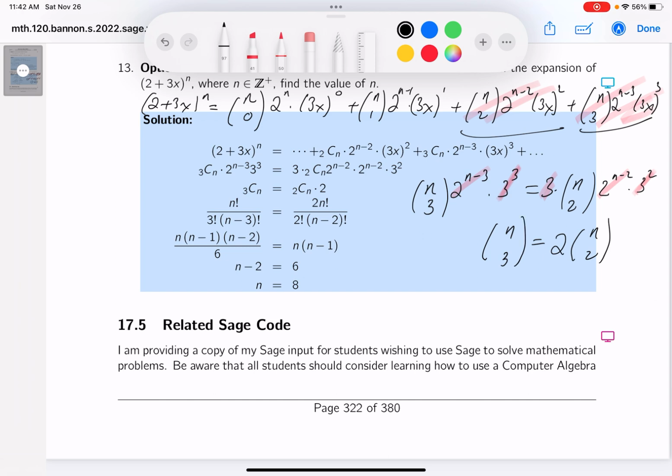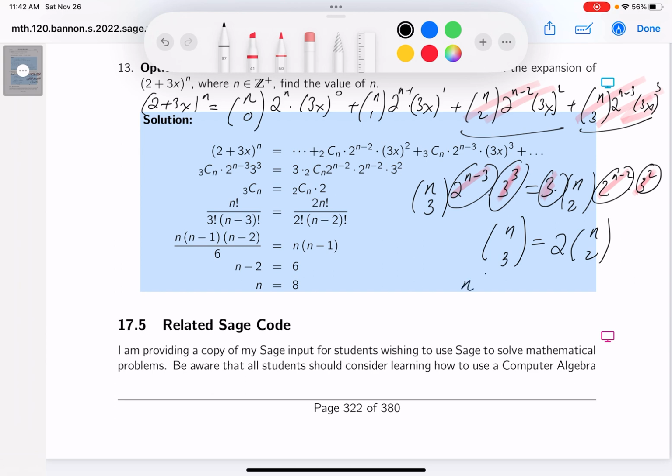Okay, let me remind you what we just did. There's 3 cubed here. There's 3 cubed here. I just divided both sides by 3 cubed. There's 2 to the n minus 3, 2 to the n minus 2. If you divide both sides by 2 to the n minus 3, you just left off a 2. Well, let's write this down now, what this means.